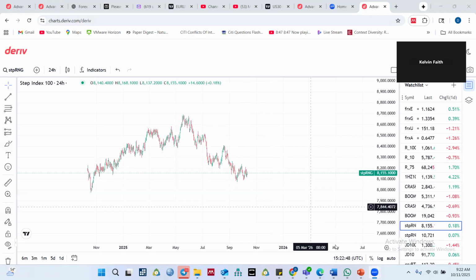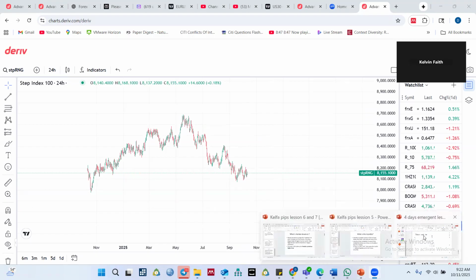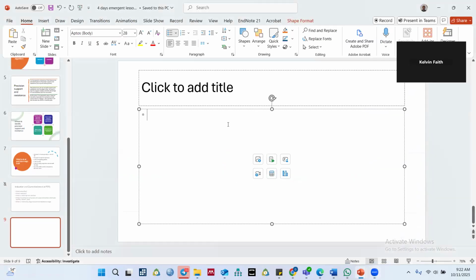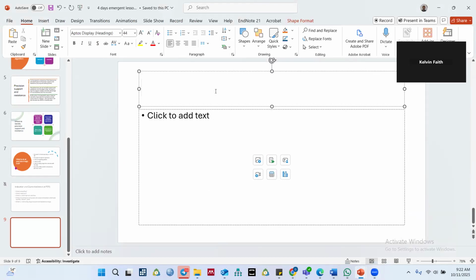So, what is this precision support concept?